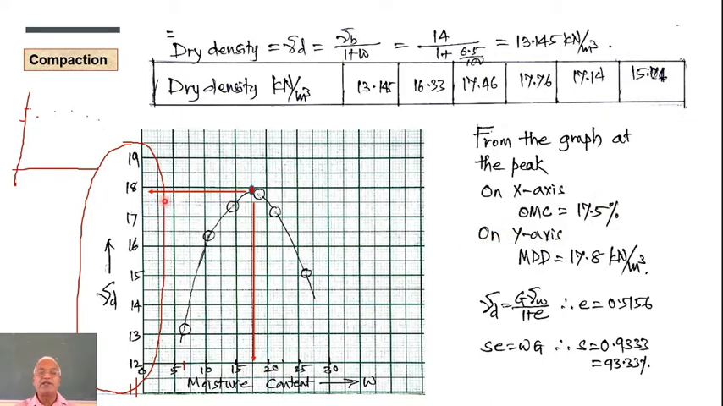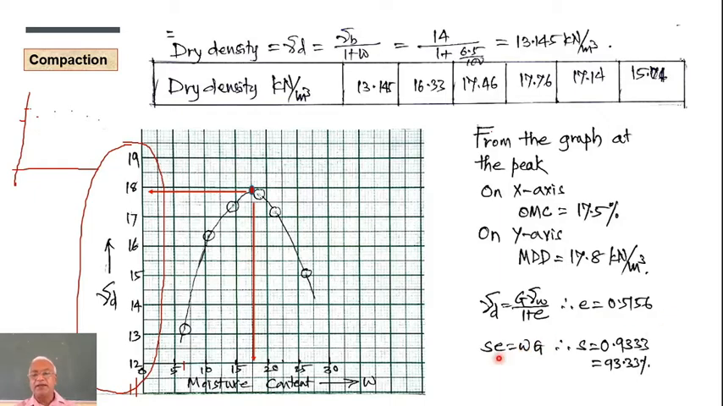On the y-axis, this will be something like 17.8, because it is between 17 and 18. Maybe a couple of millimeter lines are there. So 17.8 kN per meter cube. These are the values of MDD and OMC which they have asked for. Then gamma d is equal to G gamma w divided by 1 plus e, the standard equation. From that I can calculate the void ratio.